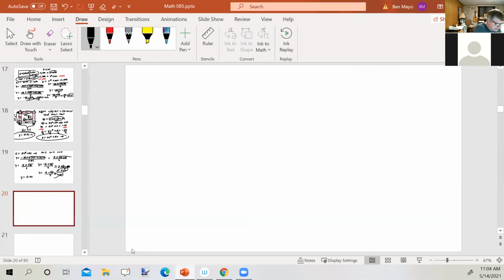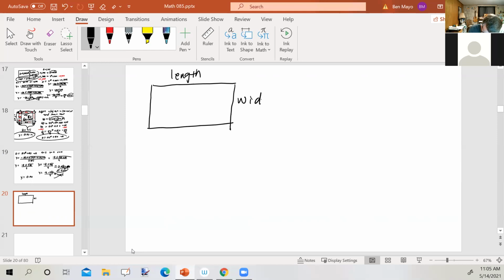This one is kind of tricky in terms of setting it up. It says Central Park is one of New York's best known landmarks. Rectangular in shape, its length is 5 times its width. Okay, so we've got this rectangular park. We'll call this the length and this the width. It says its length is 5 times the width. So if we call the width x, the length would be 5x. Okay so far?